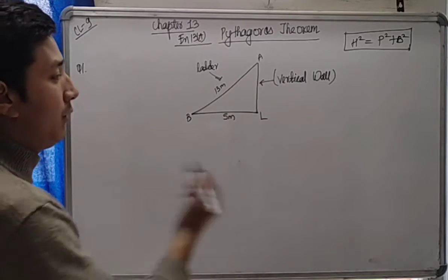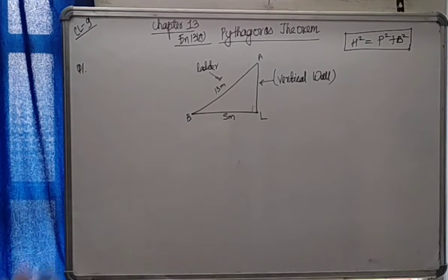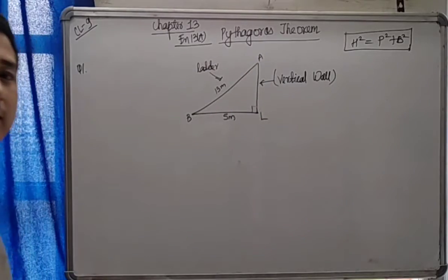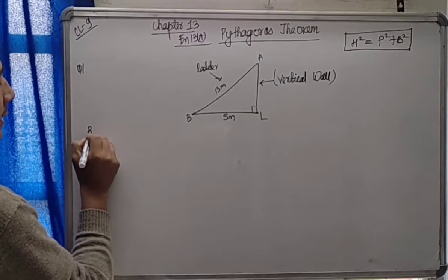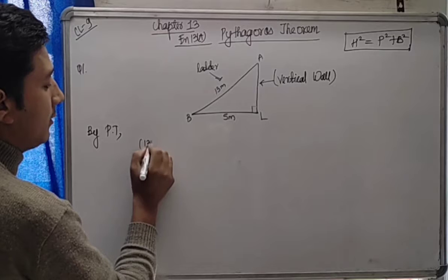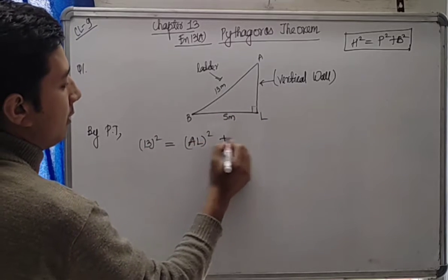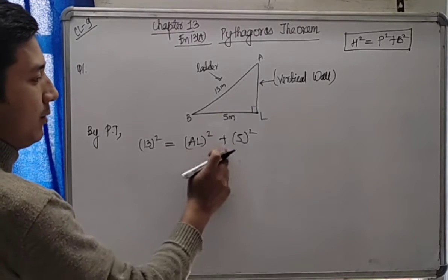Okay, so we know that this is 90 degree, right? So hence it is a right angle triangle. Remember that if I need to use Pythagoras theorem, the triangle has to be a right angle triangle. So in this right angle triangle, by Pythagoras theorem, what can I write is 13 square is equal to AL square plus 5 square. Hypotenuse square is equal to perpendicular square plus base square.